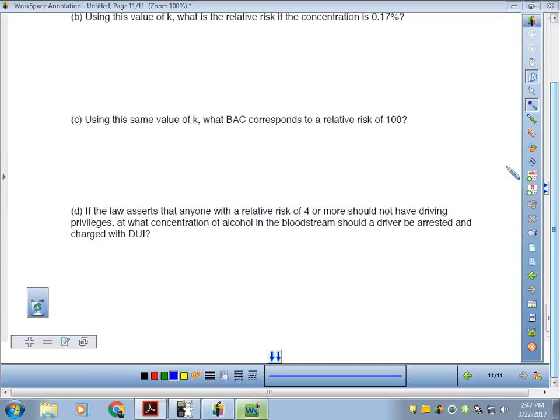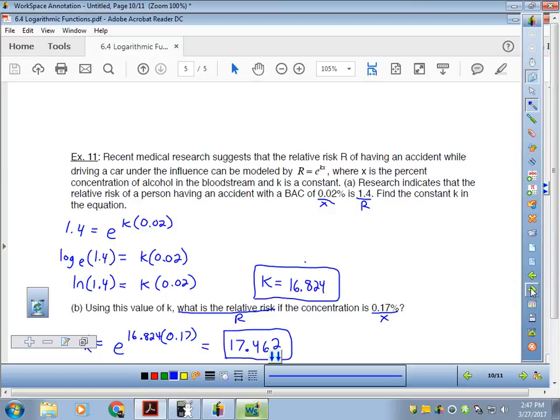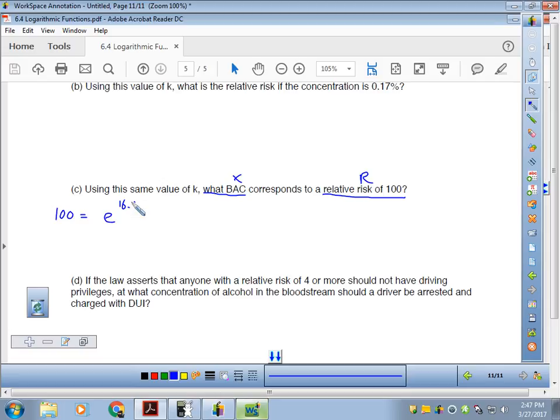All right. Part C says, using the same value of k, what blood alcohol concentration corresponds to a relative risk of 100? So they're asking us what blood alcohol, so what x, and then they've given us a relative risk, so this is our R. We're just going to fill in 100 for R equals E raised to the 16.824, and then we don't know x, so we have to leave it as an x up there.